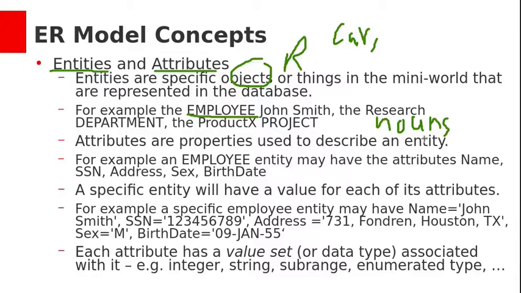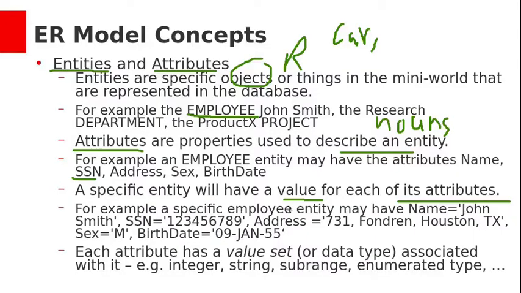For example, computer, employee, or a song. Each entity has attributes. Attributes are the properties that describe the entity. For example, employee entity may have the attributes name, SSN, address, gender, and birth date. Here SSN means social security number. It is like Aadhaar number. A particular entity will have a value for each of its attributes.